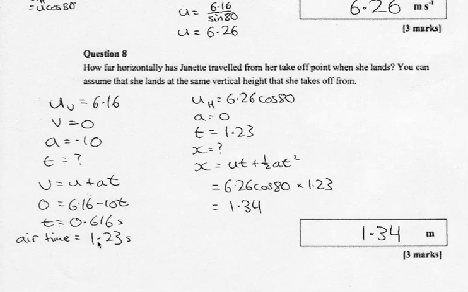So v equals u plus at. T works out to be 1.23 seconds. That's her air time. So the t we calculated in the question was half that. So the air time, that's the total time she spent in the air, travelling up and travelling down again.